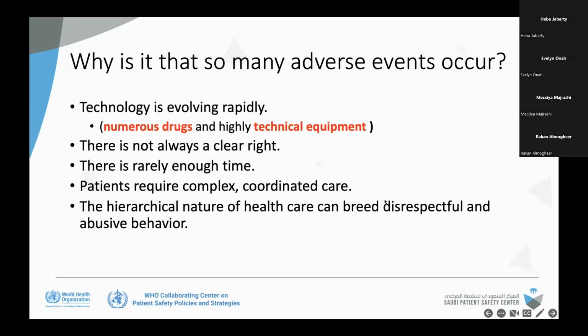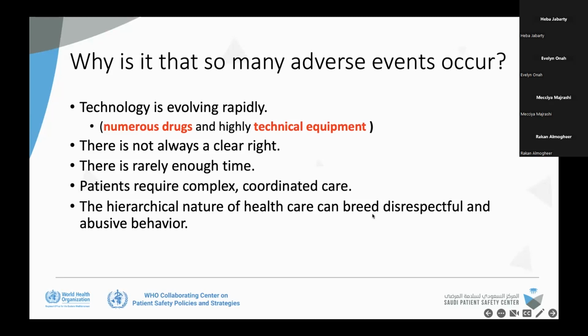And patients nowadays require complex and coordinated care. So patients are expecting us to work in a very organized cycle, and they are expecting a lot of things to be done in a very organized way, but the system doesn't help us.